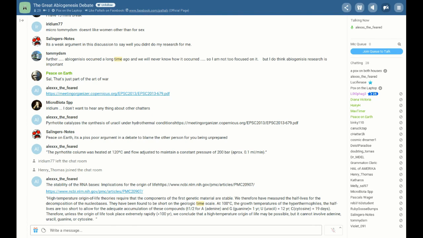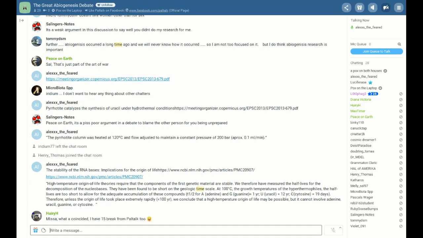Because as you read here, high temperature origin of life theories required that the components of the first genetic material are stable. We therefore have measured the half-life for the decomposition of the nucleobases. They've been found to be short on a geological timescale. At 100 degrees Celsius, your synthesis is at 120. But at 100 degrees Celsius, the growth temperatures of the hydrothermophiles, the half-lives are too short to allow for the adequate accumulation of these compounds.